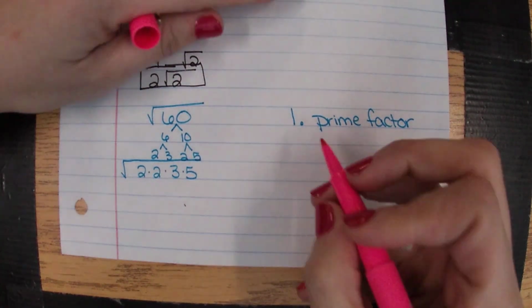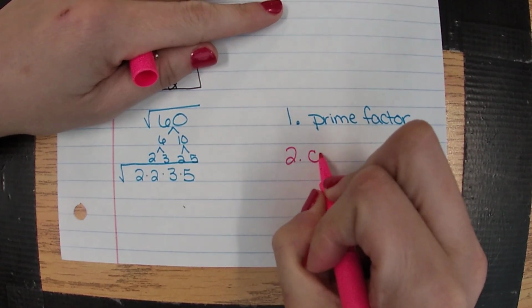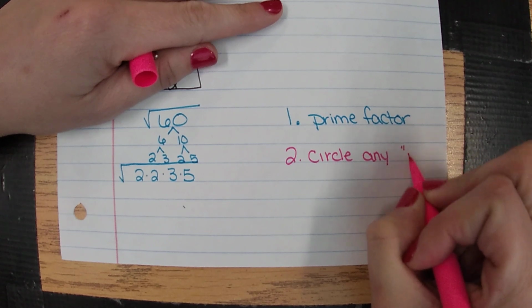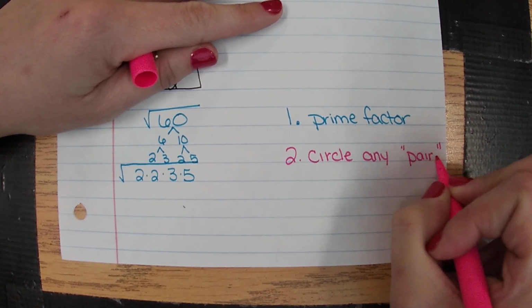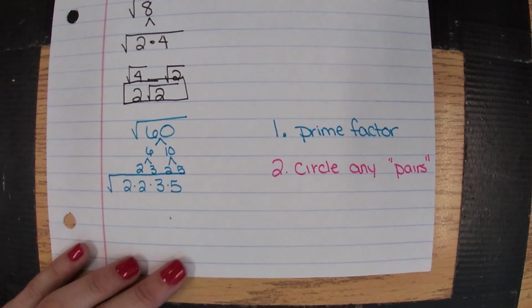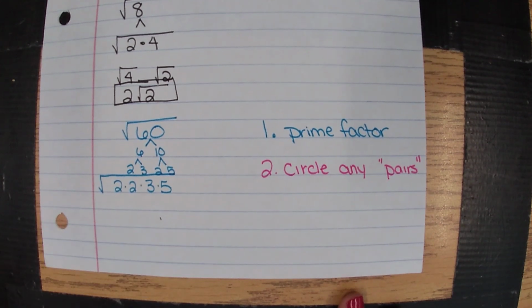The next thing that we are going to do is circle any pairs. I'm putting quotation marks around pairs because if it was a cube root, we would want to circle triples. If it was a fourth root, we would want to circle quadruples, 4 of them that are the same. So this process will work for simplifying any type of radical. And I do not know all my numbers to the 4th power memorized, so this is exactly what I have to do.